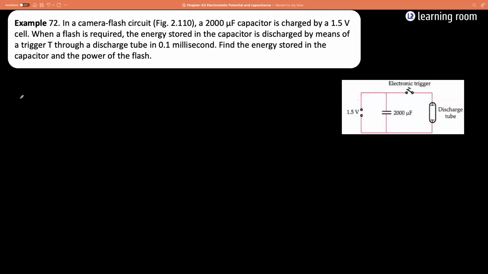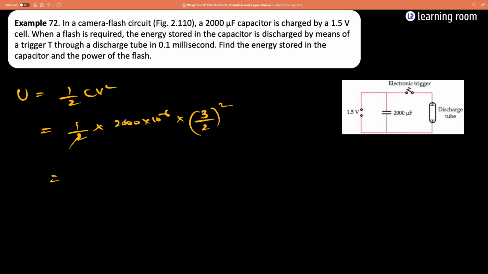So will you be able to calculate the energy stored in the capacitor? It is half CV square. We need not worry about the story. So half into 2000 into 10 power minus 6 into V square, 1.5 the whole square. So it is going to be 3 by 2 the whole square. So it will be 1000, that is 10 power minus 3 into 9 by 4. That is 2.25 into 10 power minus 3 joule.